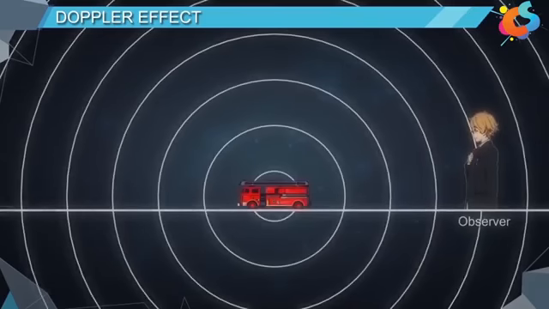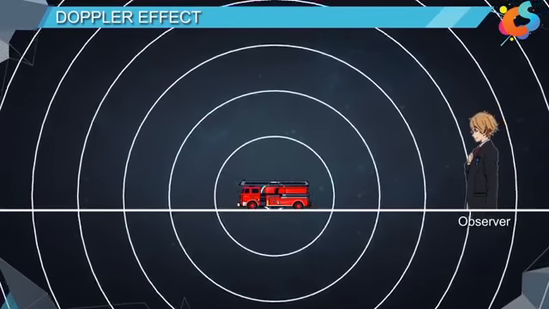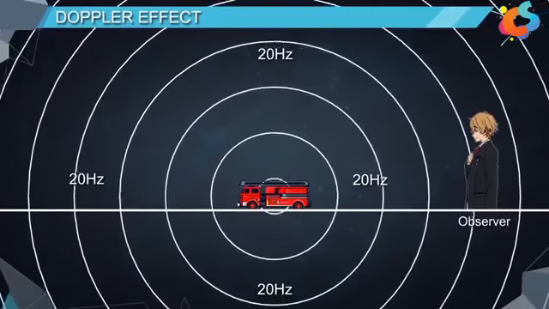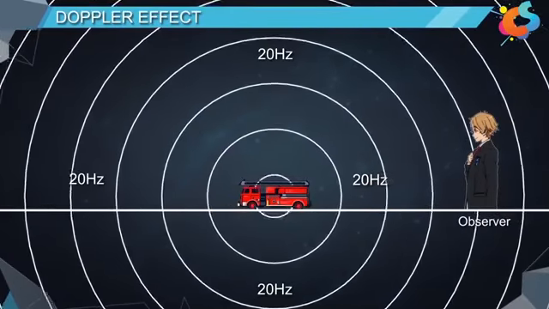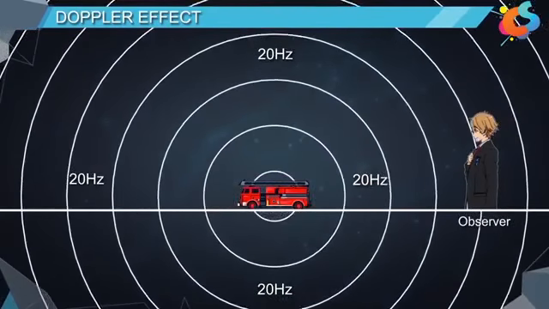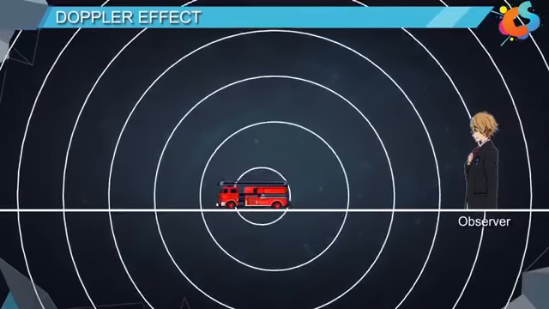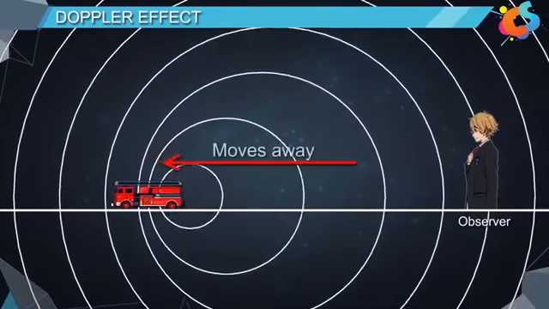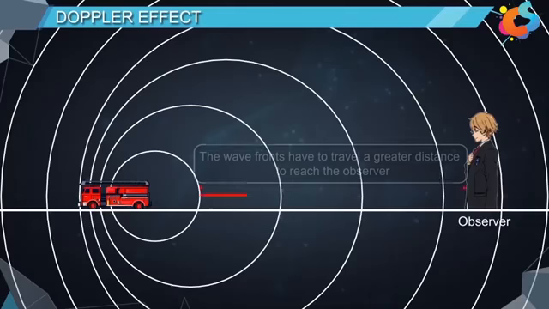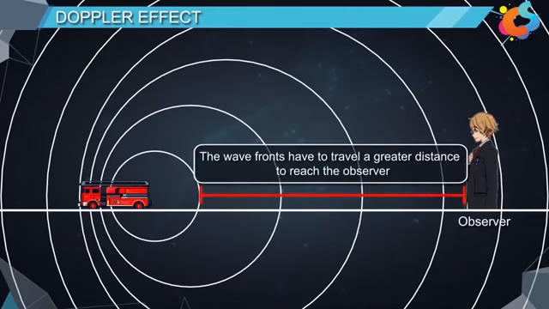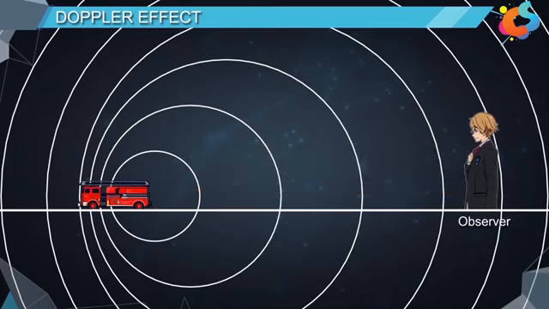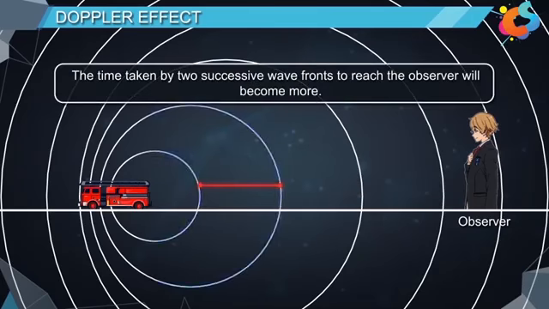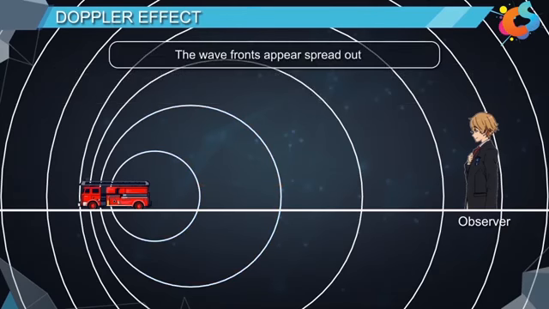Now, let's get back into the concept. Here, the frequency and wavelength of the wave emitted by the source are the same in all directions. Now, if the source emitting the waves is moving away from the observer, the wavefronts have to travel a greater distance to reach the observer. Therefore, the time taken by two successive wavefronts to reach the observer will become more. The wavefronts appear spread out.